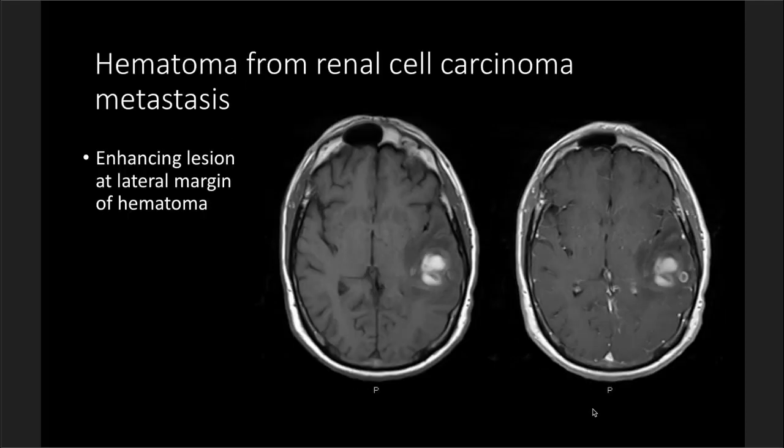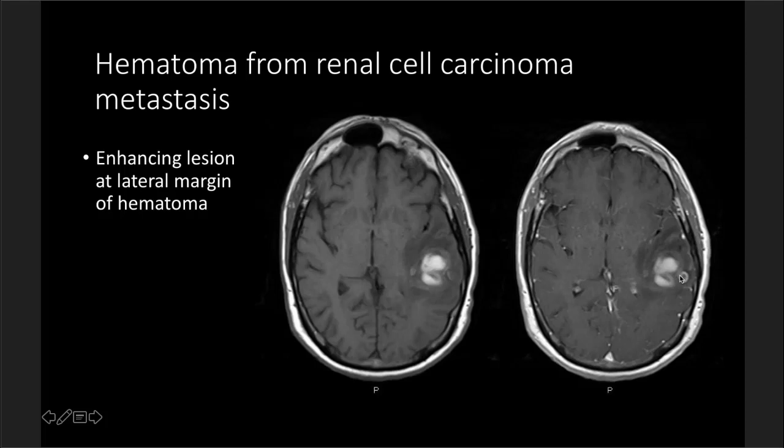Another thing that we can see sometimes is a frank hematoma with a metastasis. So sometimes we have a large amount of hemorrhage. This patient presented with a hematoma in the left temporal lobe, and for the workup of the hematoma, we do a brain MRI with and without contrast to look for an underlying enhancing lesion.